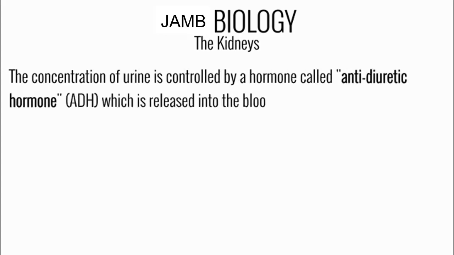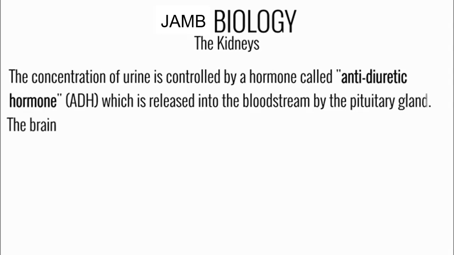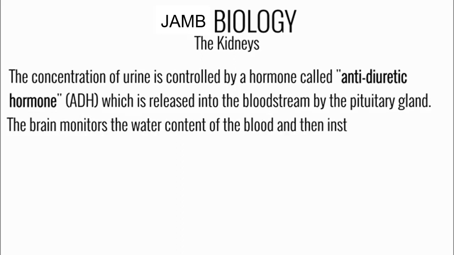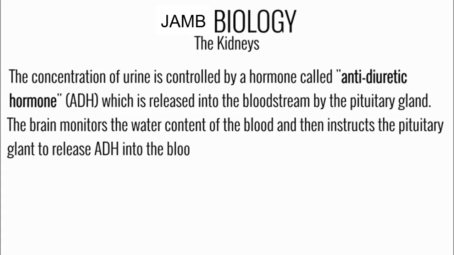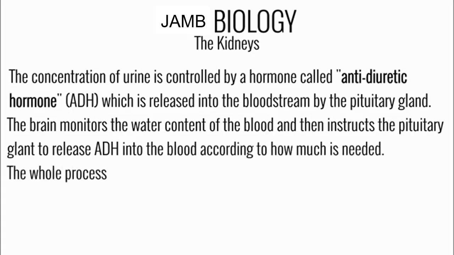The concentration of urine is controlled by a hormone called antidiuretic hormone. This is released into the bloodstream by the pituitary gland. The brain monitors the water content of the blood and instructs the pituitary gland to release antidiuretic hormone into the blood according to how much is needed.